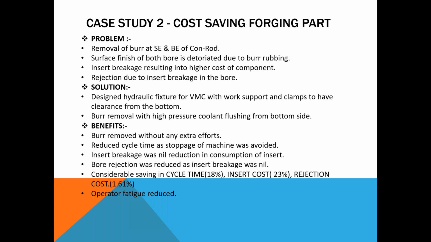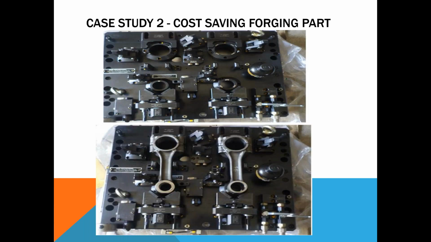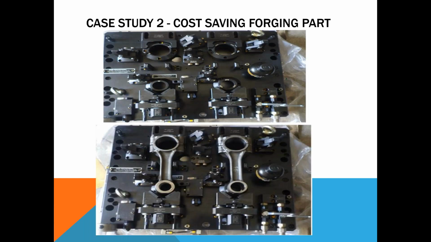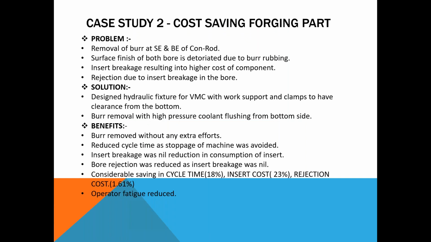Cost saving. This is a forging part. I'll tell you. This is a forging connecting rod where boring was done on this, you can see this and this, and here a lot of burr used to get caught. Now we have provided the spaces here. The removal of burr was an issue. Surface finish of the bore used to get deteriorated because this burr was rubbing into it, and inserts were also breaking because the burr is also rotating here, and there was a lot of rejection.